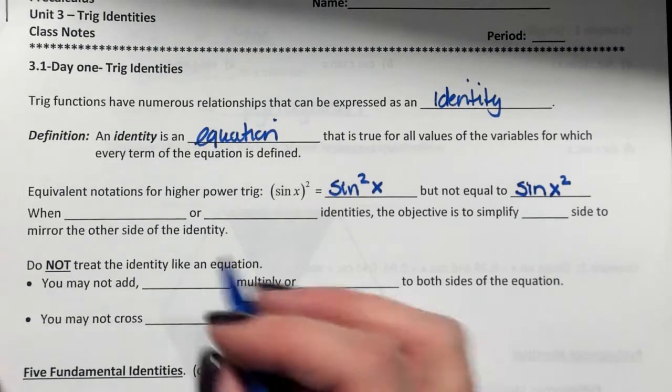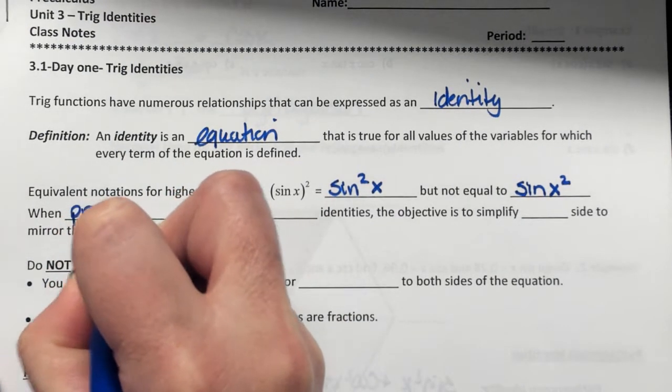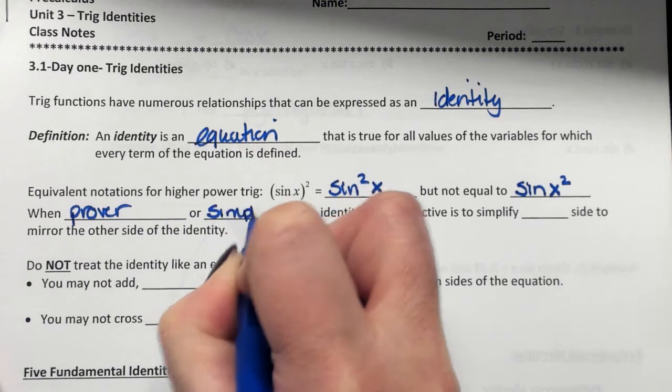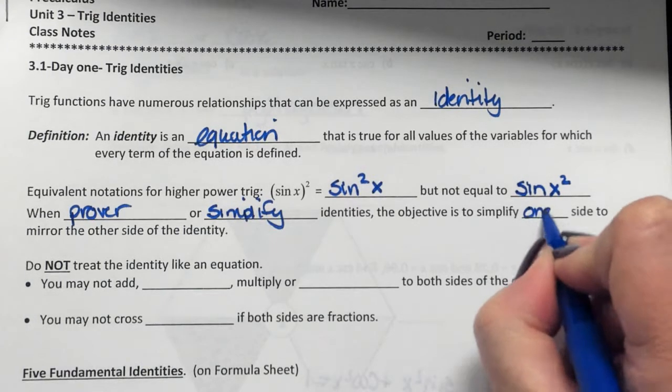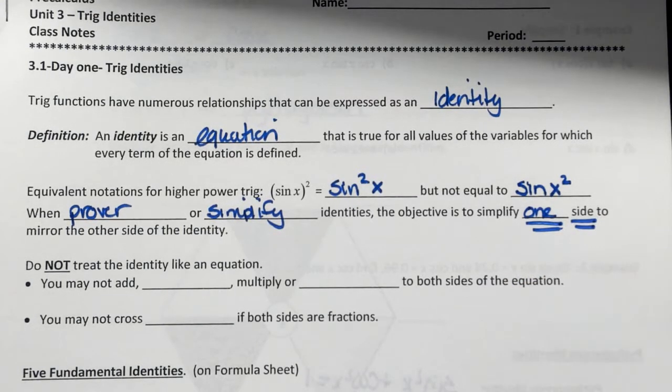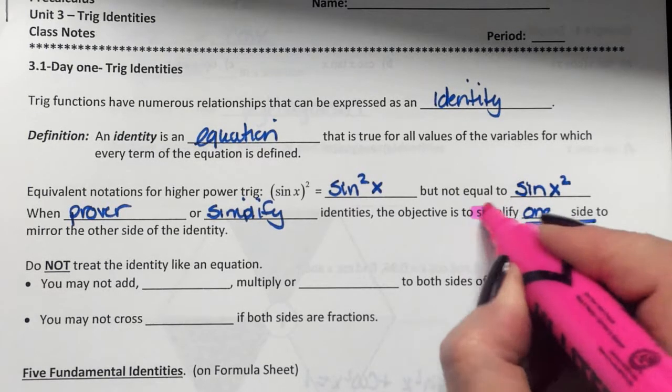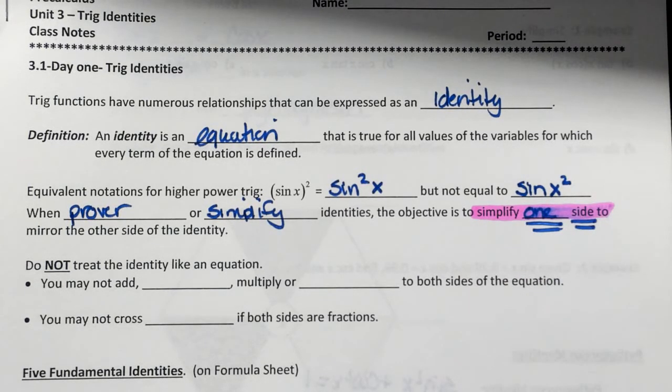You're going to be proving, so when I ask you to prove or simplify an identity, the objective is to simplify just one side to mirror the other side of the equation. And this is where some of you will get into trouble because you're not going to listen to a word I say and miss the whole objective of this. You're only going to work on one side. Properties of equality do not apply. So you're only going to work on one side.